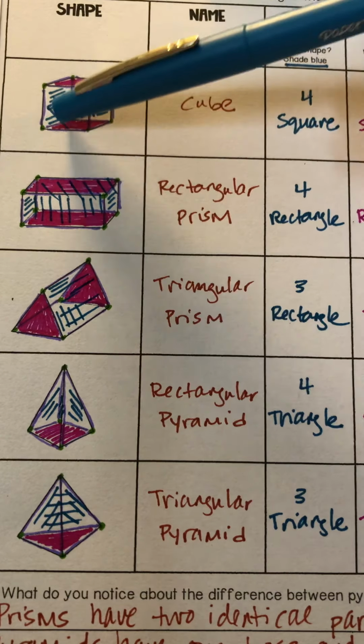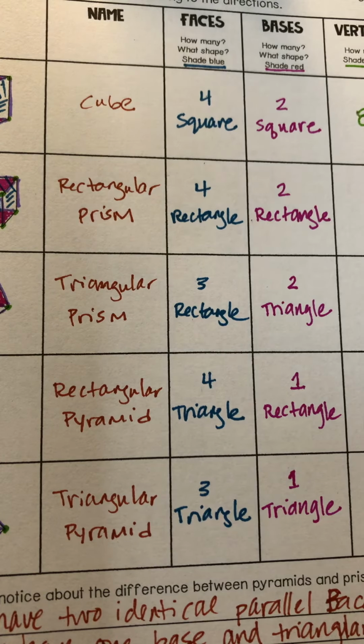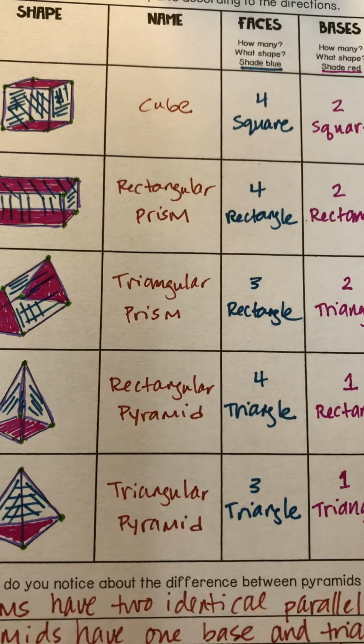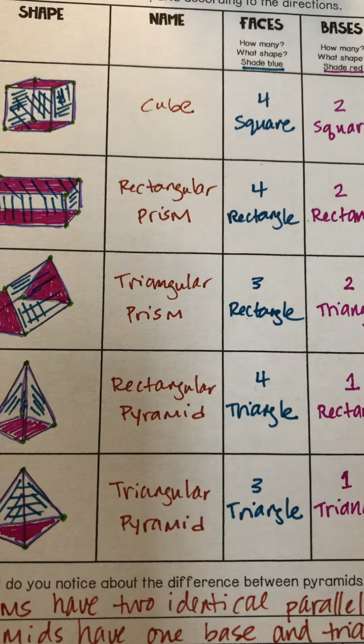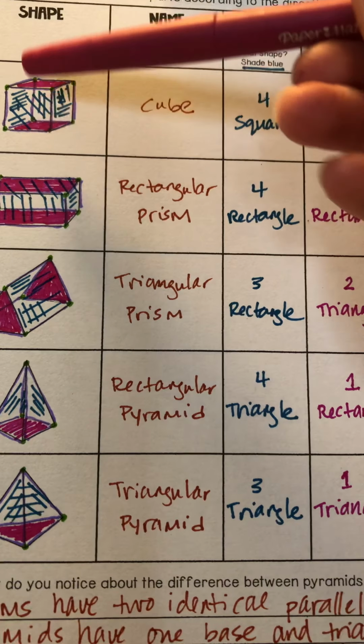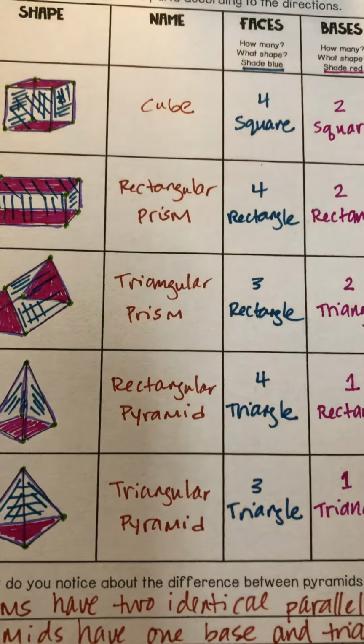And then the bases I colored in, it says it's shaded in red, but I liked this magenta pink color better. So it has a top and a bottom. Those are 2 square bases. Now, obviously with a cube, if you rotated it, the base changes. Not a big deal. It's still gonna be the same.